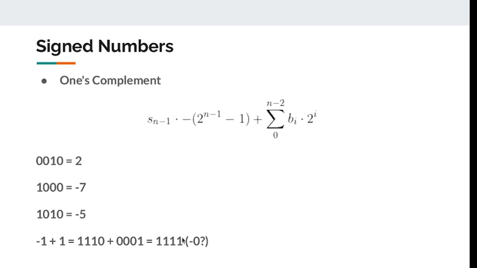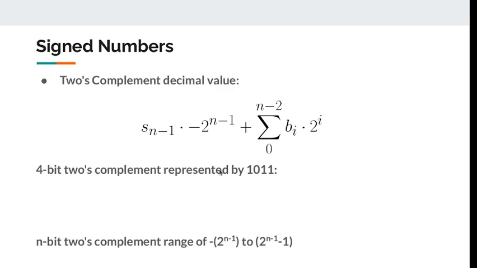But okay, in this case we don't need a special logic or a special subtraction unit to do the operations, but we still need to do some extra operations to get the correct result. And we still have the 2 zeros that we actually don't want because it's confusing. And to solve those problems and to have a good representation, we have the 2's complement of the decimal value.